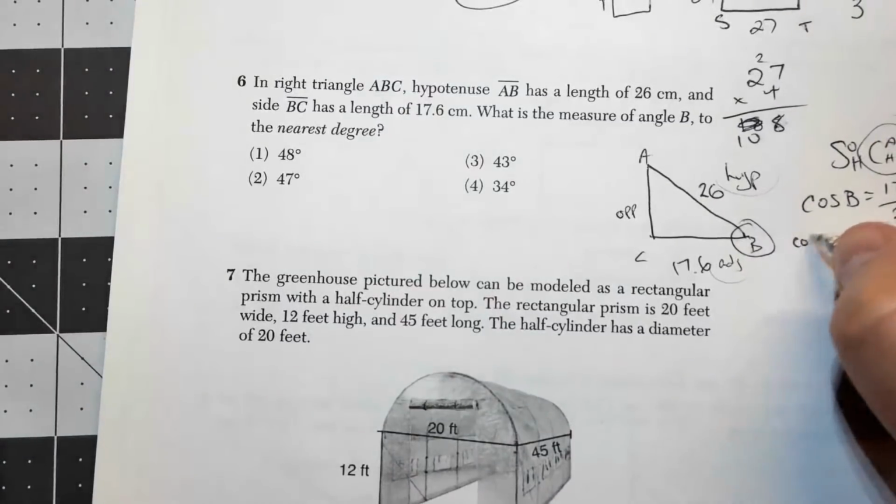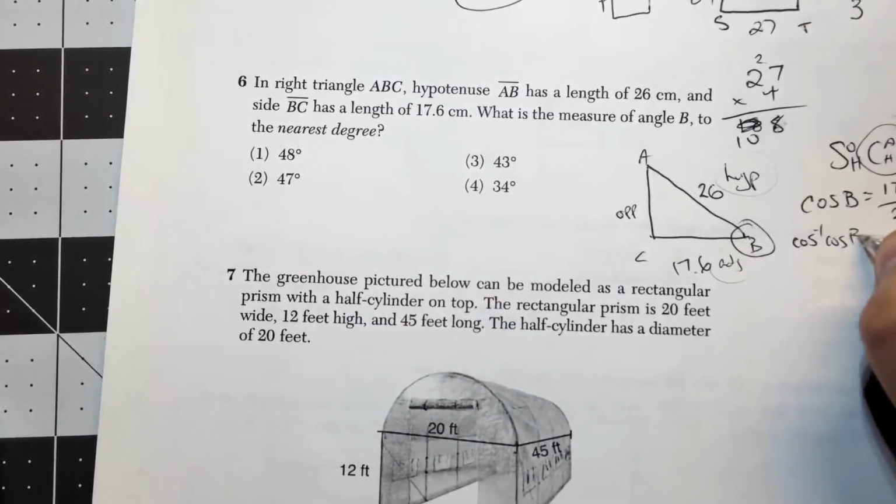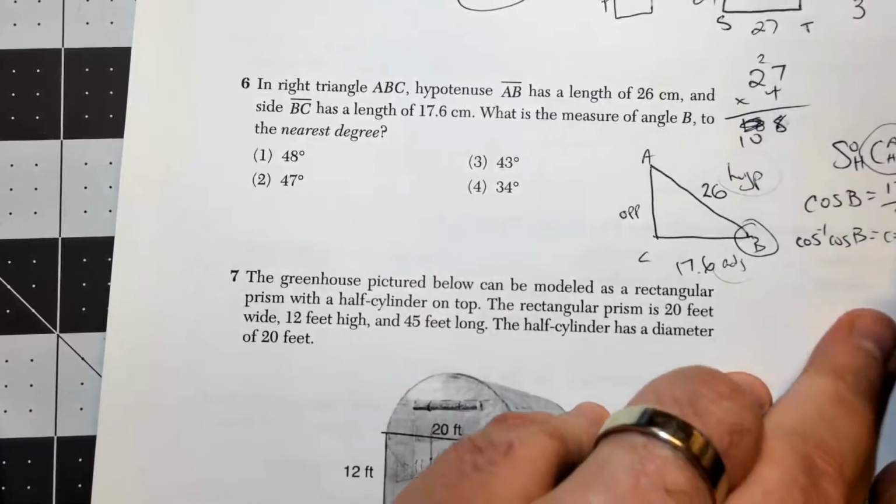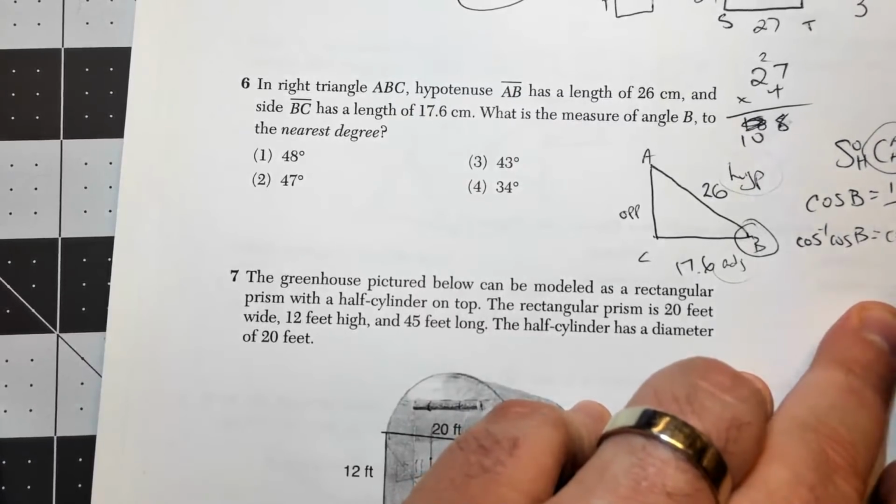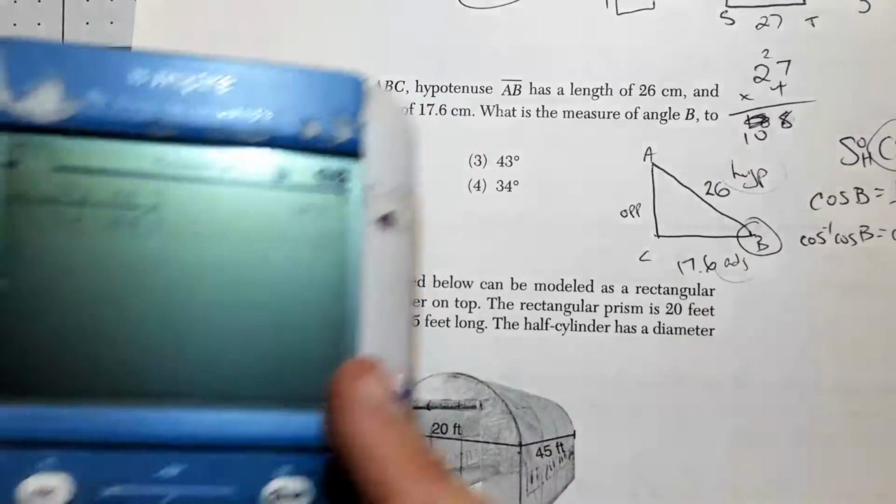Okay, and then we're going to do the cosine inverse of both sides. This is kind of the arc cosine. You may have also heard that.